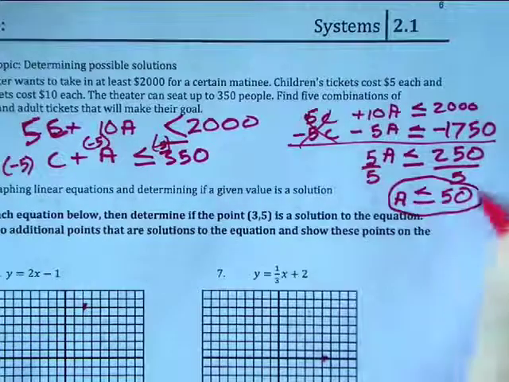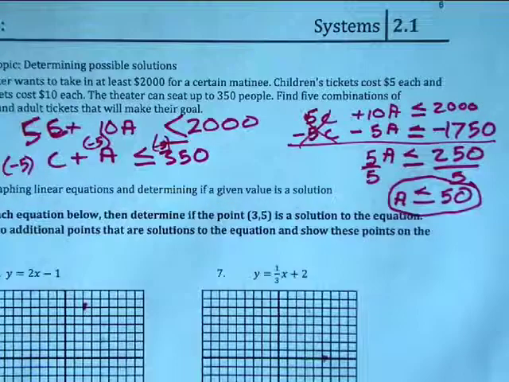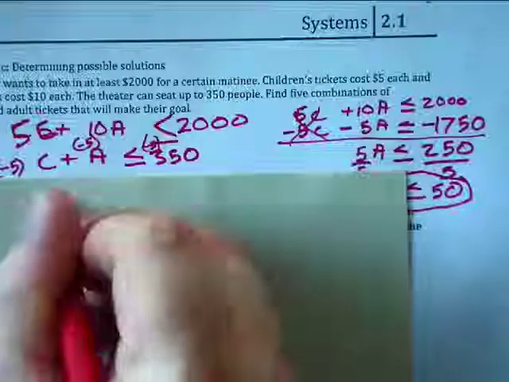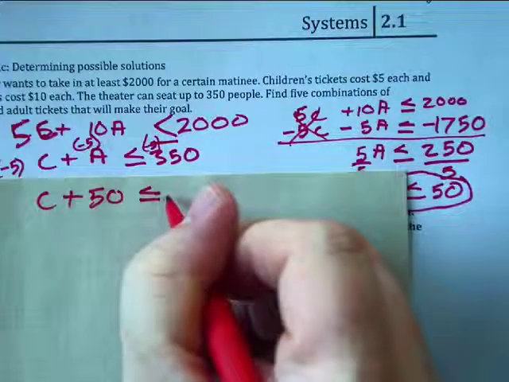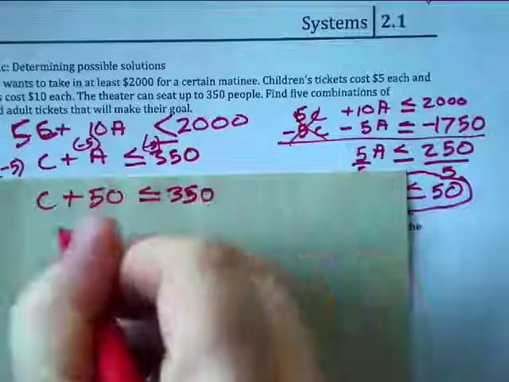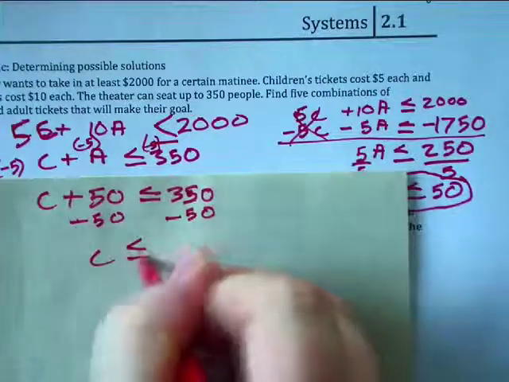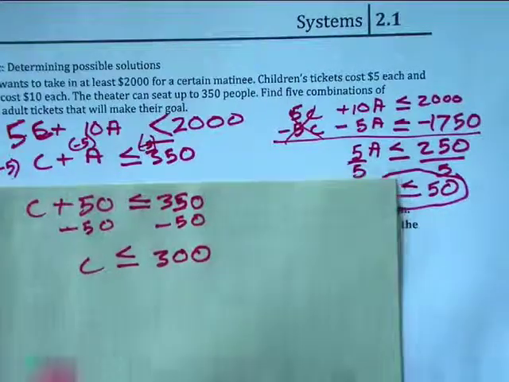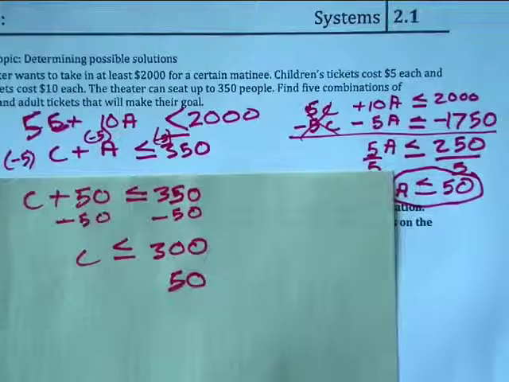Okay. Well, if we have adults as 50, we can plug that in, right? I'll just get a piece of scratch paper and say, okay, C plus 50 is less than or equal to 350. So we're going to minus 50, and we get C is less than or equal to 300. So we have 300 children, 50 adults. Let's see if that gets us our goal.